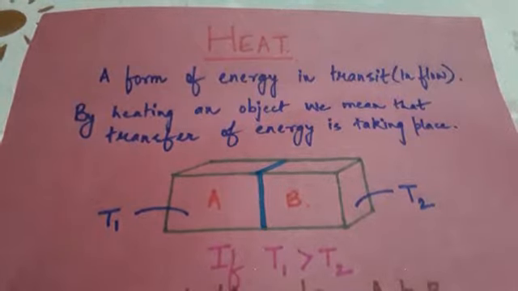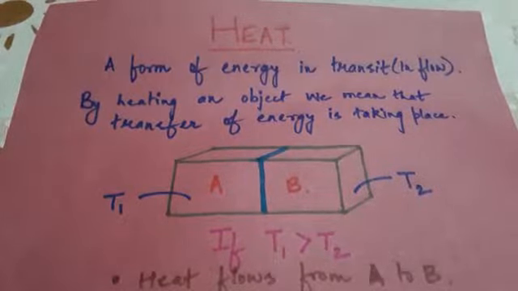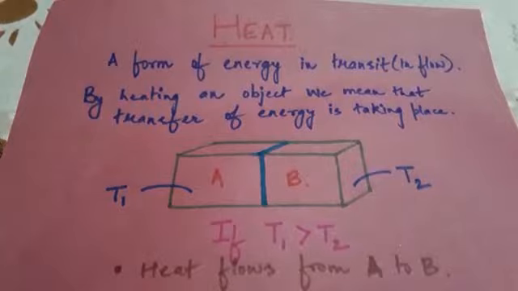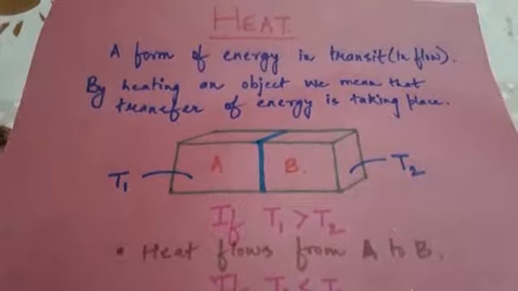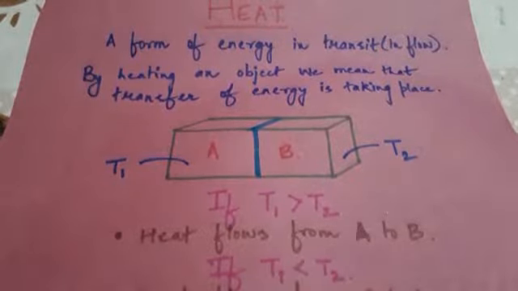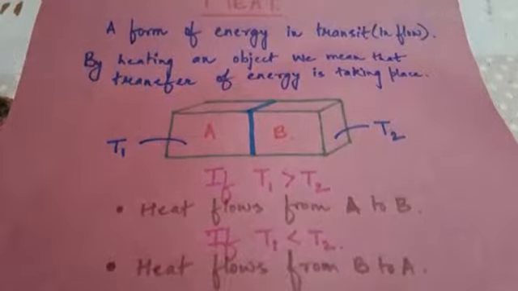As you can see in this diagram, there are two objects A and B, and they are at different temperatures T1 and T2. Now, if T1 is greater than T2, heat flows from A to B, whereas if T1 is less than T2, heat flows from B to A.